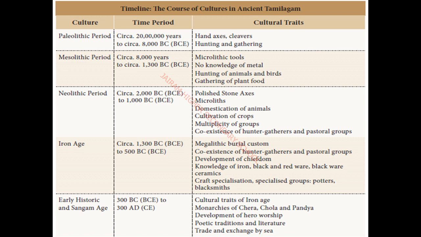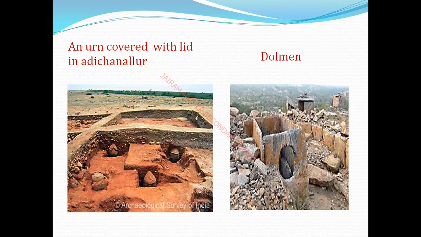It is from 300 BC to 300 AD. In this, the cultural traits of the Iron Age continue, and the monarchies of the Chera, Chola and Pandya kingdoms were in our Tamil Nadu. Then came the development of hero worship, the poetic tradition, literature, and trade and exchange by the sea. Traders traded their goods by sea in an exchange manner.